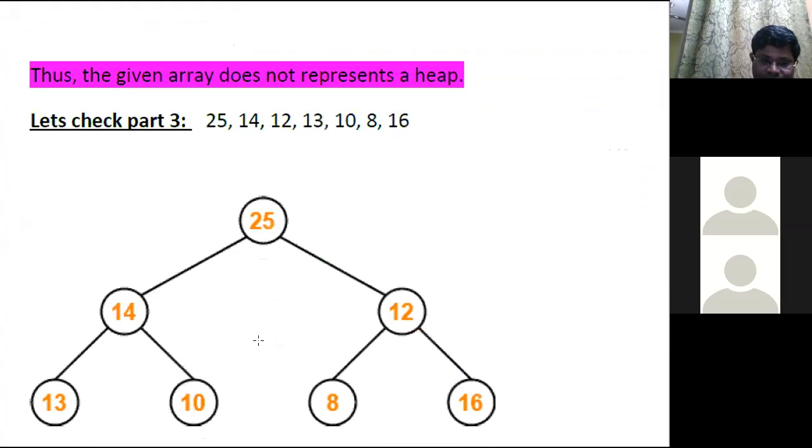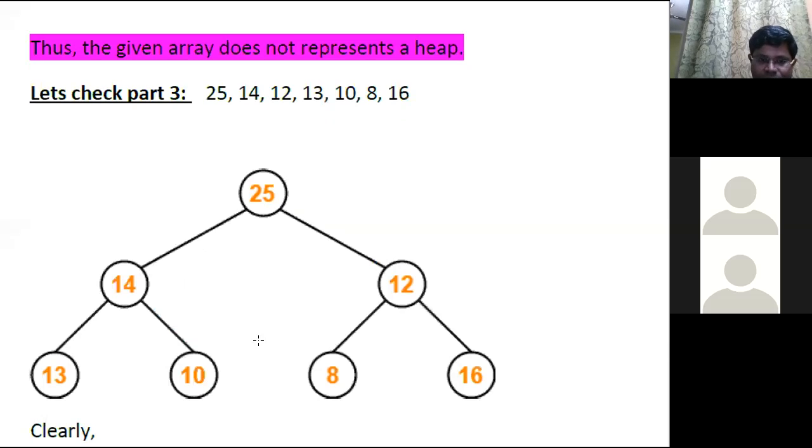In part 3, the elements are in the order 25, 14, 12, 13, 10, 8 and 16. So just keep on inserting these elements. First insert 25, then 14 will go to the left, 12 will go to the right, and after that 13 will go to the left of 14, 10 will go to the right of 14. After 10 insert 8, 8 will go to the left of 12 and 16 will go to the right of 12. So after inserting, the tree will look like this.